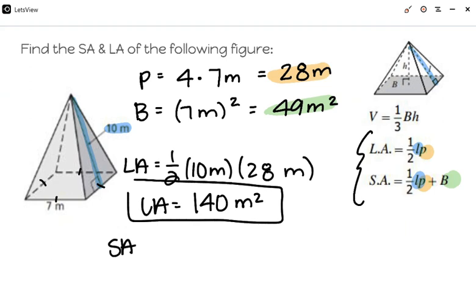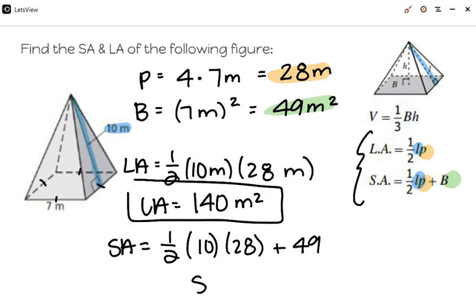Similarly, for our surface area, we just plug into our formula. 1/2 times our slant, which is 10, times our perimeter, which was 28, plus the area of our base, which was 49. When you add all of that up, we get that our surface area is 189 meters squared.